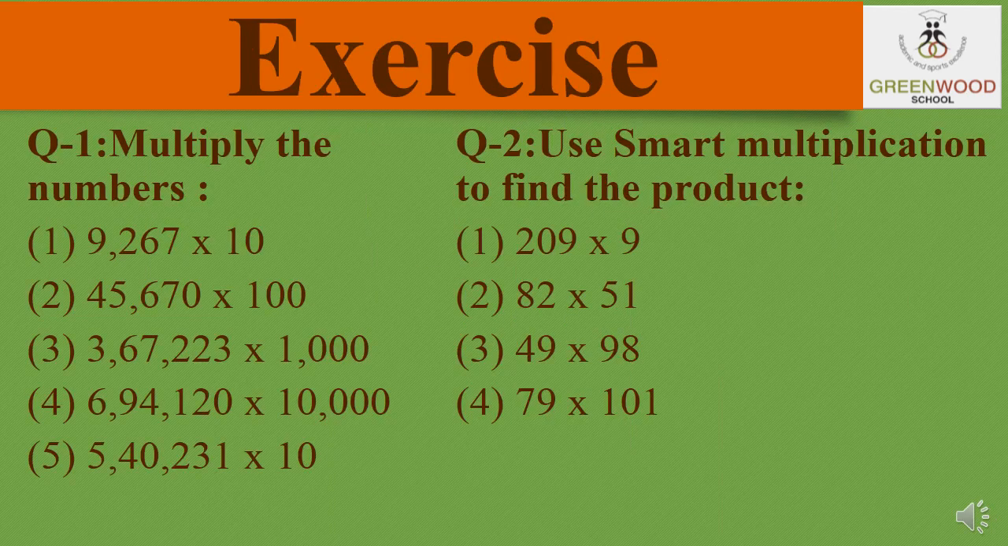Exercise. Question 1. Multiply the numbers on the basis of the topics we just saw, that is, multiply the number with 10, 100, 1000, 10,000. So solve on that basis, while question 2, solve on the basis of smart multiplication.